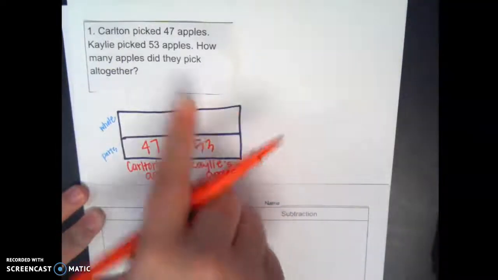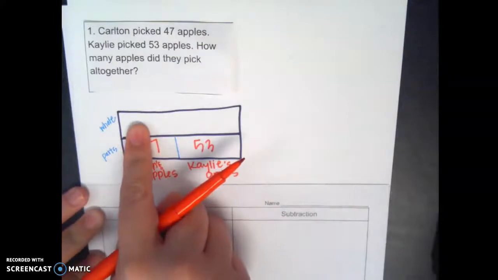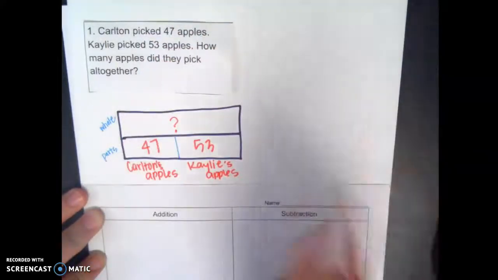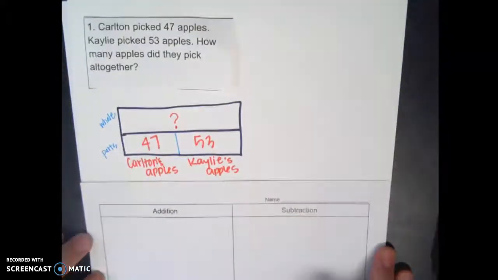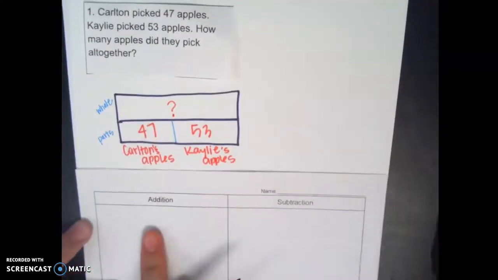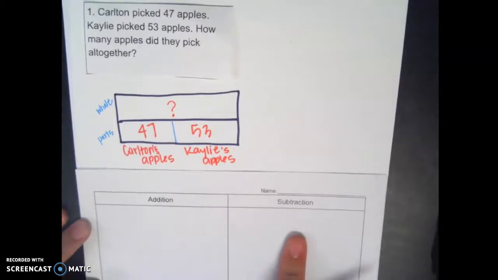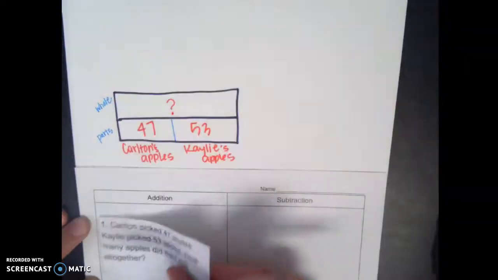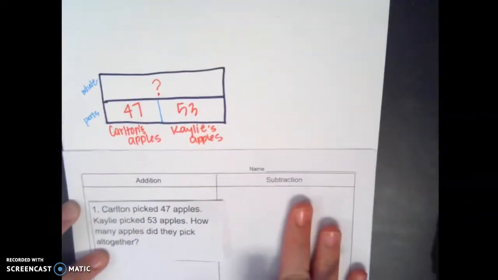Do we have any other numbers? We don't have any other numbers. We have a total. We are missing our total. When you're missing your total, what operation are you going to do? Are you going to add or are you going to subtract? When you're missing your total, we're going to add. So if you picked adding, good job.